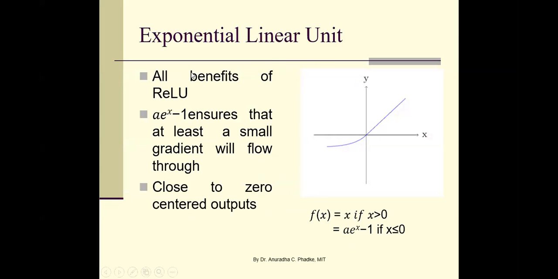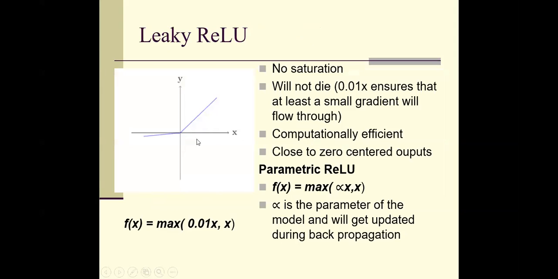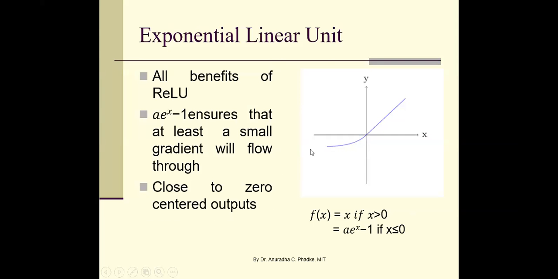There is one more variation of parametric ReLU, known as the exponential linear unit. On the positive side it is linear, and on the negative side it is exponential. So instead of a direct linear region for the leaky portion, an exponential value is used. It gives you all the benefits of the basic ReLU function, and this leaky portion, given by a into e raised to x minus 1, ensures that at least a small gradient will flow through the network till your input layer. So even with the exponential linear unit, your vanishing gradient problem is resolved.